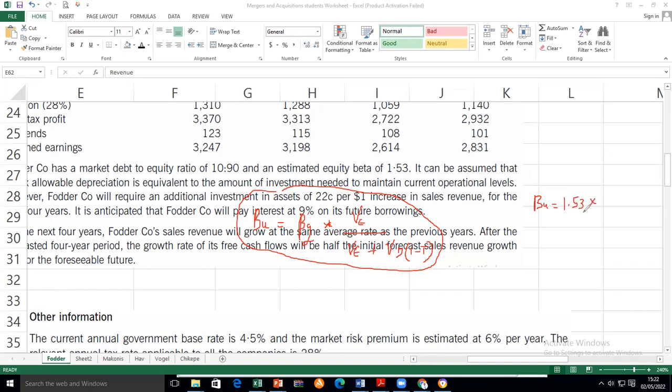1.53 multiplied by the value of debt to equity. So debt is 10, equity is 90. Debt to equity, 10 to 90. So we multiply by 90 over 90 plus 10, times 1 minus t, our t is 28%. So that's it.